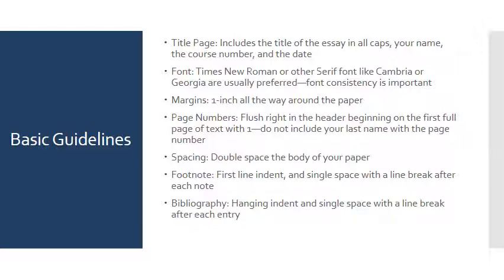That way, you will approximately get about 250 words per page. Under page numbers, the page number should be flush right, that means in the top right-hand corner, and should begin with 1 on the first full page of text. Unlike MLA, you do not include your last name with the page number. The body of your paper should be double-spaced. But your footnote entries, your bibliography, and your title page should be single-spaced.